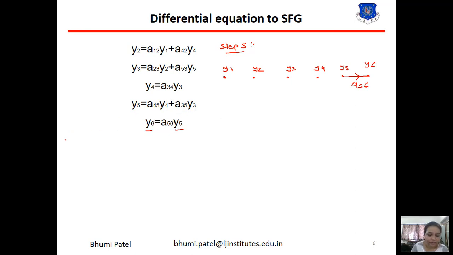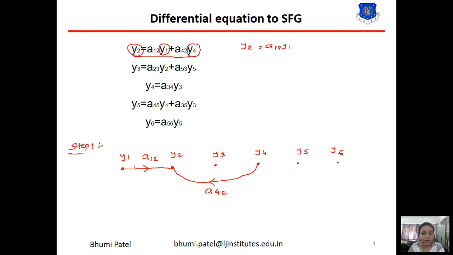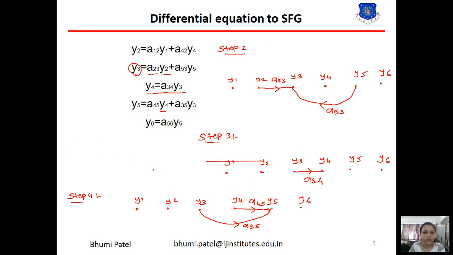Now in step number 6, we can combine all the nodes and all the forward and feedback paths. So this is the final signal flow graph. So first of all, we have to draw the nodes of this system. Okay, now the first step is, you can see, step 1 starts with y1 and ends with y2 and the gain is a12.